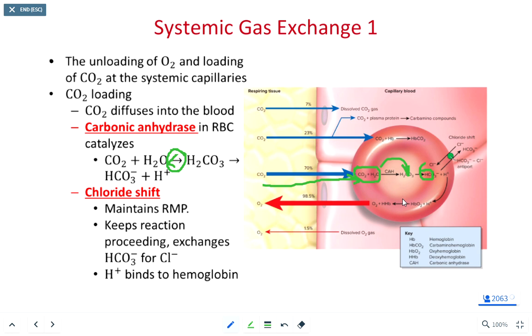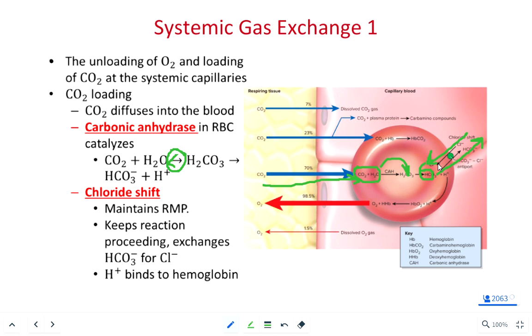So as we remove a -1 bicarbonate ion and get rid of it, we need to gain a -1 ion to keep the membrane voltage constant. And this is known as the chloride shift. The removal of one bicarbonate ion from the erythrocyte is coupled with the addition of one chloride ion to the erythrocyte. So we lose a -1 bicarbonate and gain a -1 chloride in order to maintain resting membrane potential within our erythrocytes.